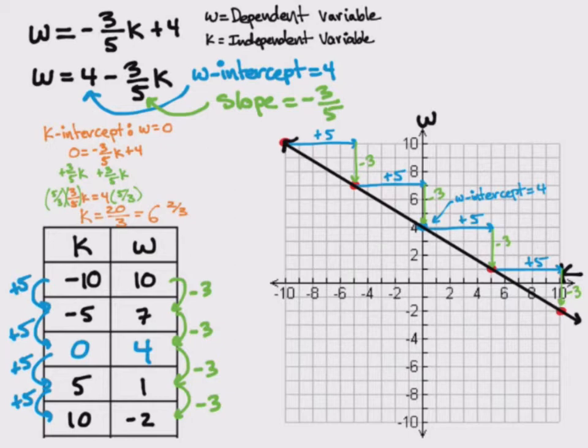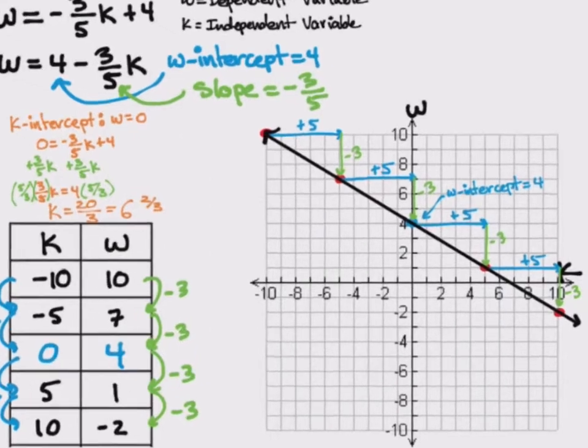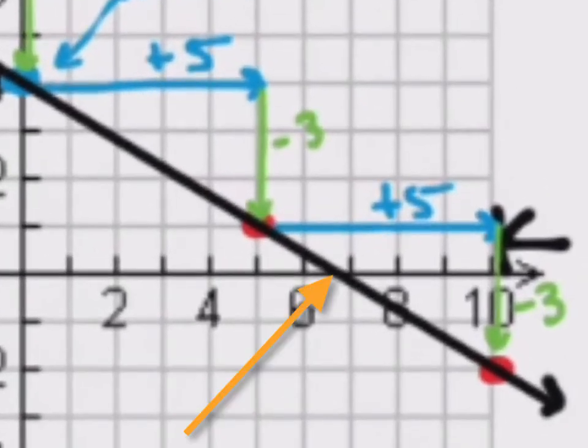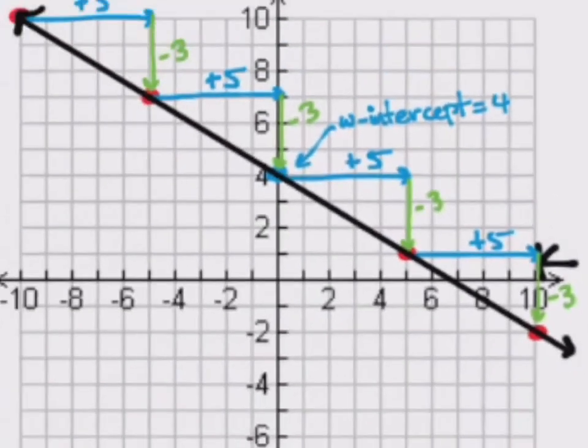So we find our k-intercept to be 20/3, or as a mixed number, 6 2/3, and zooming in on our graph absolutely confirms the work that we just did with our algebra.